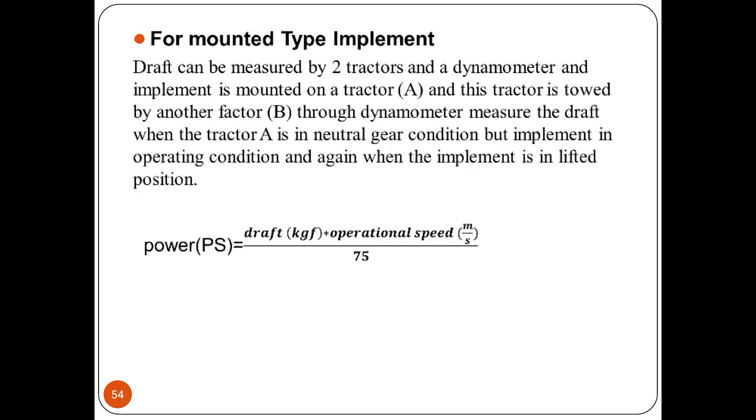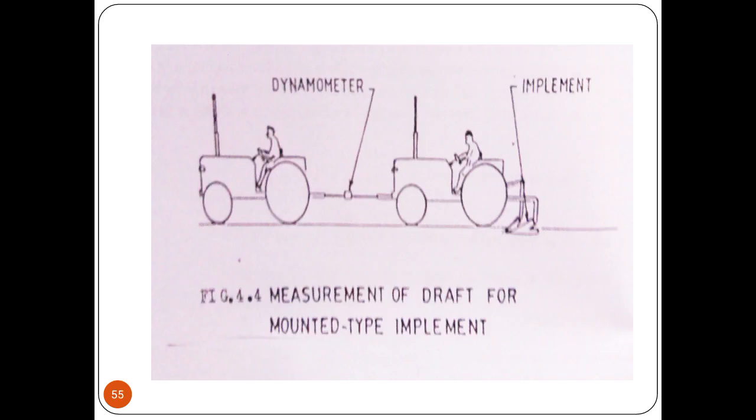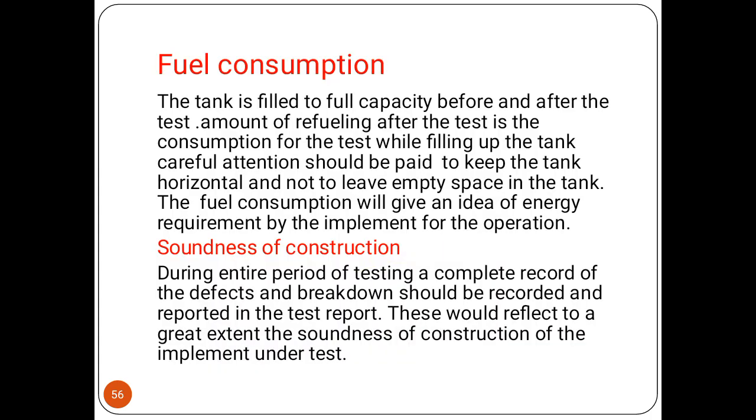For mounted type, we use two tractors and a dynamometer, and the implement is mounted on the first tractor. The dynamometer is placed in between the two tractors and measures the draft when the tractor is in neutral gear condition but the implement is in operating condition. Again, measure when the implement is in a lifted position. This is the measurement of the draft for mounted type implement. So you will get the clear idea.